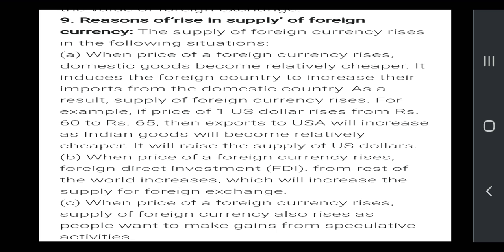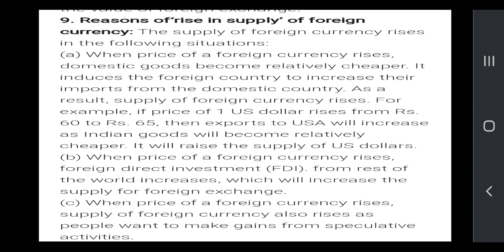Then, reasons for the rise in supply of foreign exchange. What are the reasons? First, when the price of a foreign currency rises, domestic goods become cheaper. Means if the price of a foreign currency rises, the US dollar value increases. It means our Indian rupee depreciates. Depreciate means its value decreases. Now we will pay more rupees to import something. If we are purchasing some goods, then we have to pay more rupees. For example, if one US dollar at present is equal to 73 rupees, and if the foreign currency value increases, there is an increase in the rate of exchange, then we will pay 76 rupees, means we are now paying more rupees, okay?